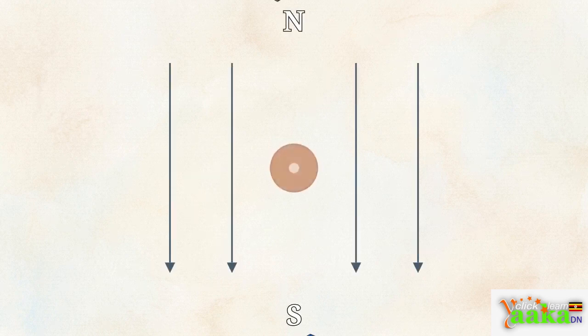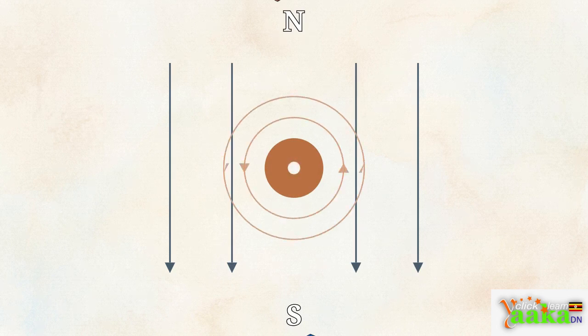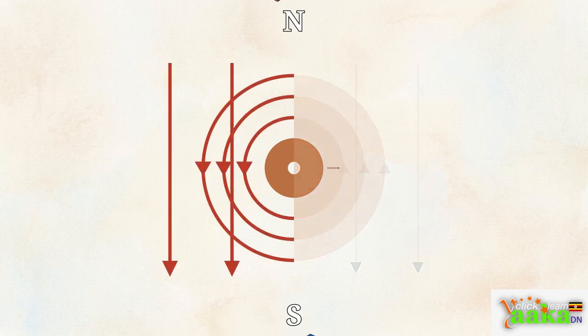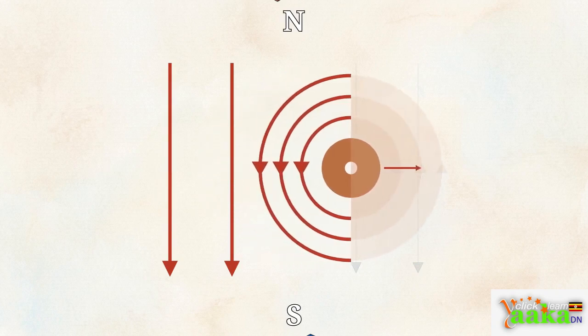This setup explores the reverse scenario. We place a current-carrying wire inside a pre-existing magnetic field. The wire's circular field interacts with the magnet's straight field. On one side, the fields reinforce each other and get stronger. On the opposite side, they cancel out. This imbalance physically pushes the wire from the strong side toward the weak side.